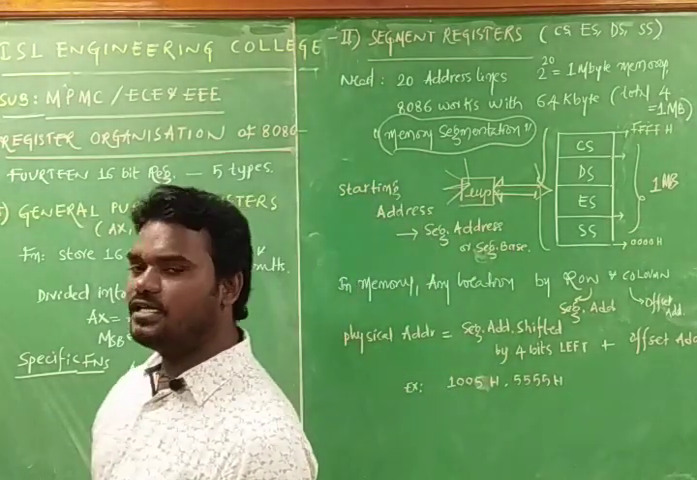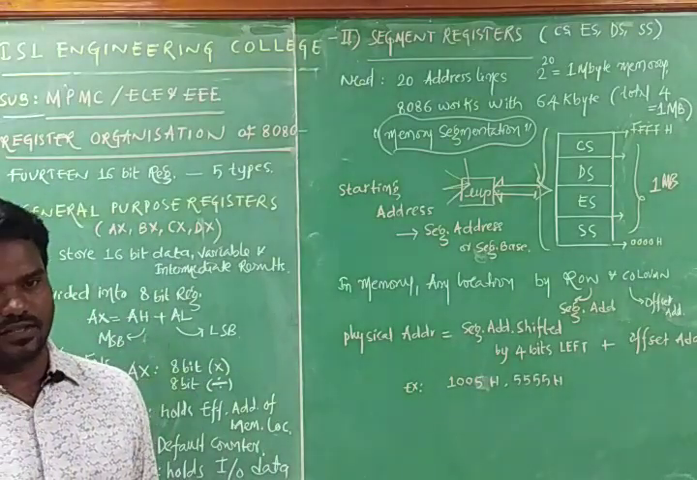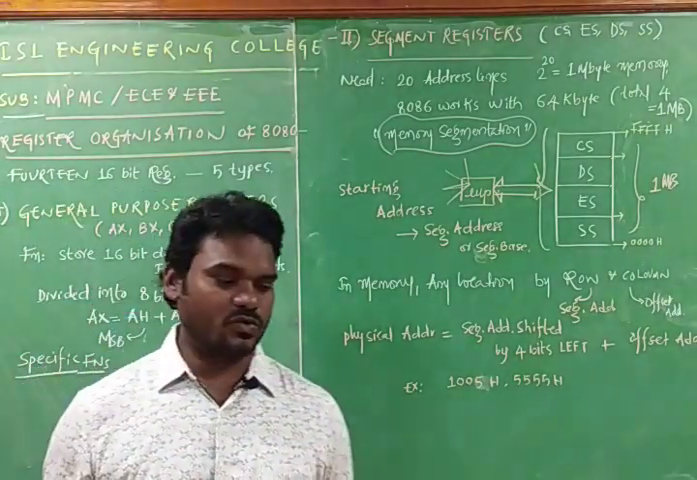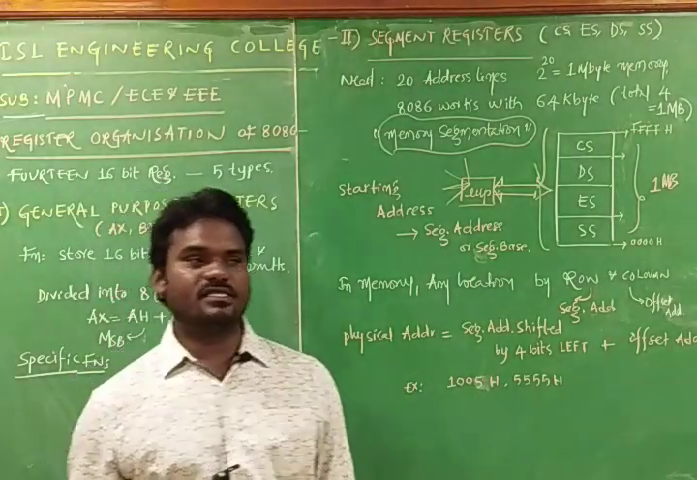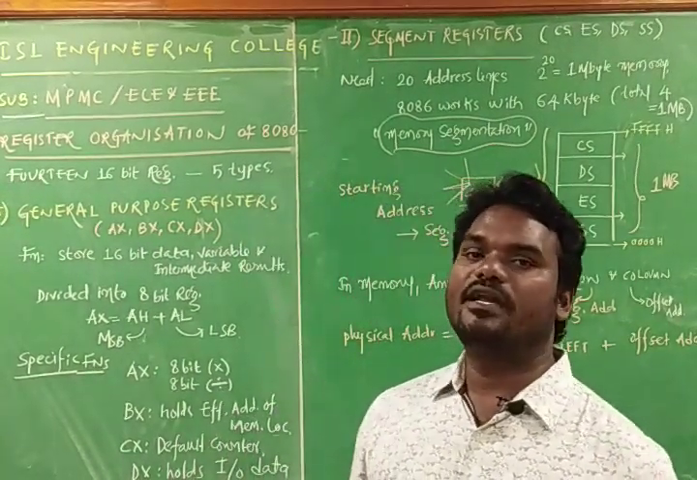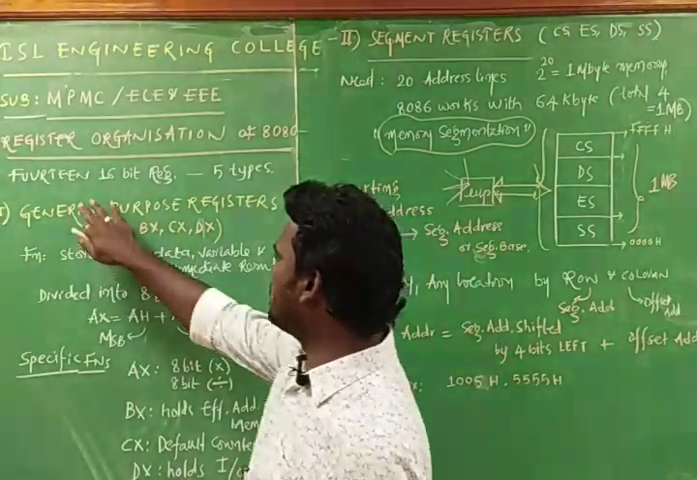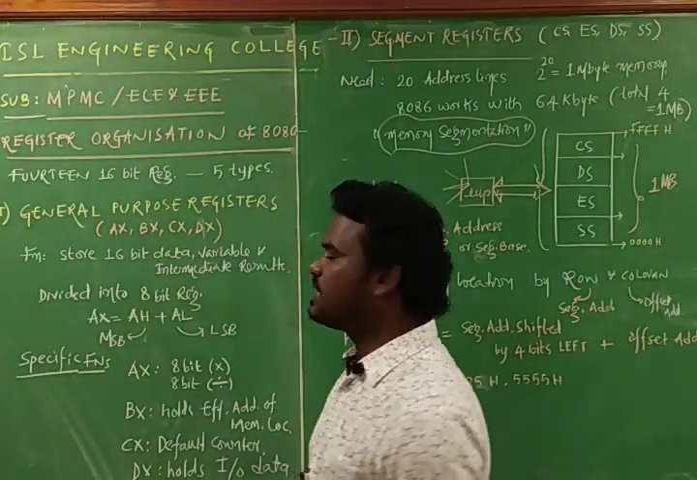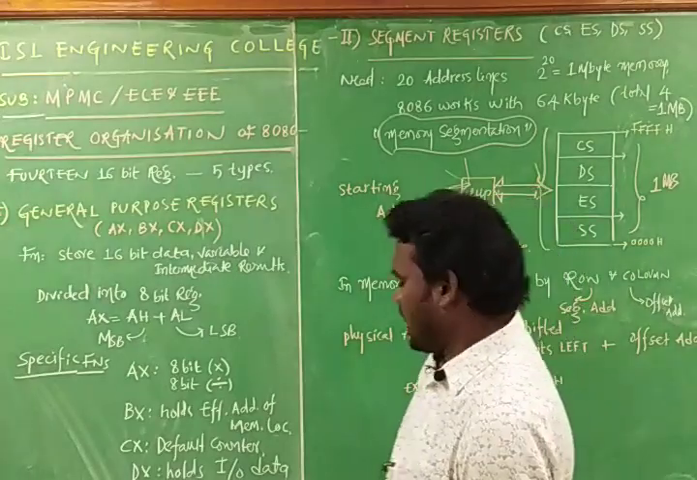Internally, the 8086 microprocessor has a total of 14 16-bit registers. All these 14 16-bit registers are divided into 5 classes, or categories.